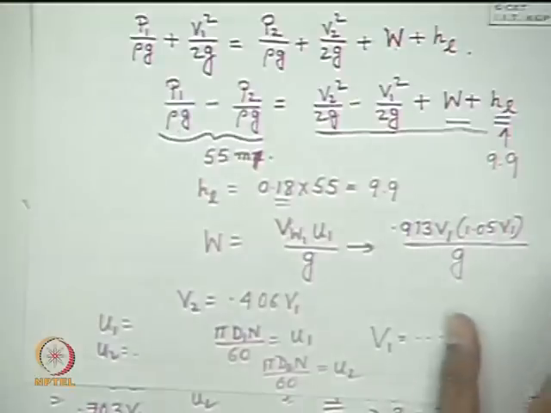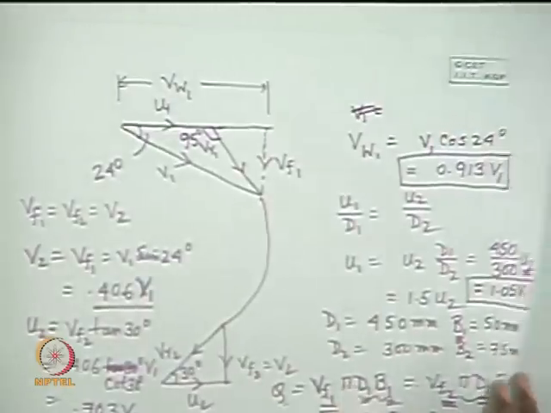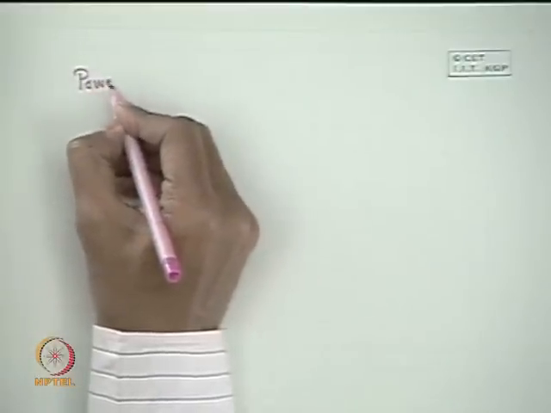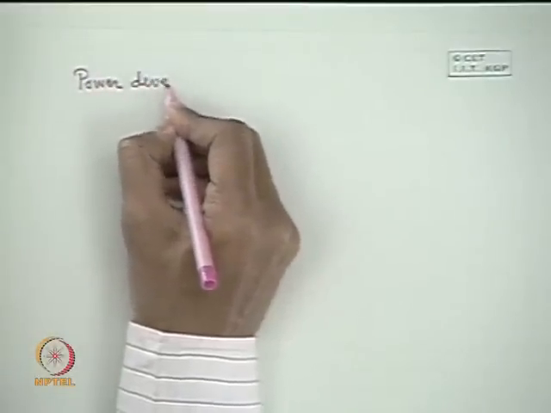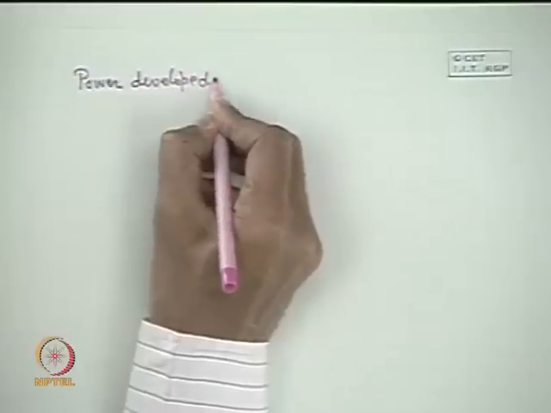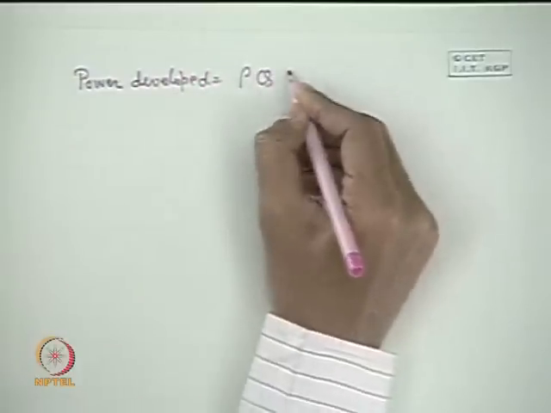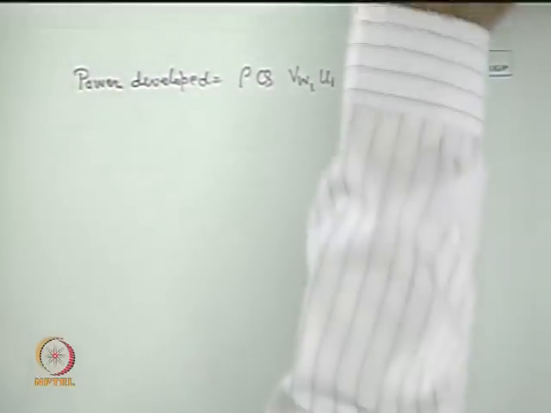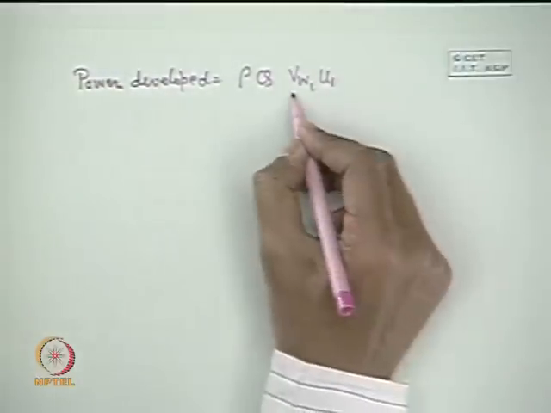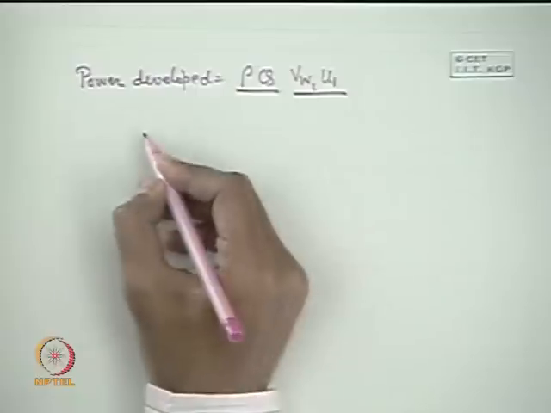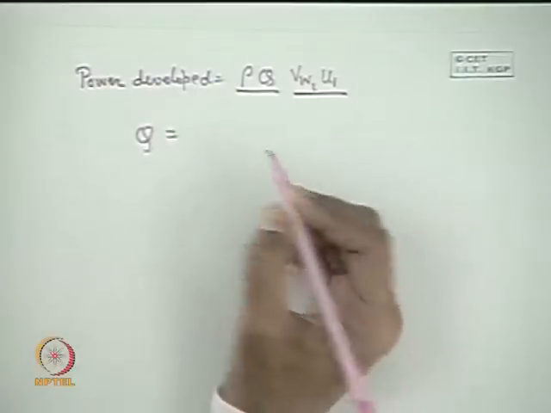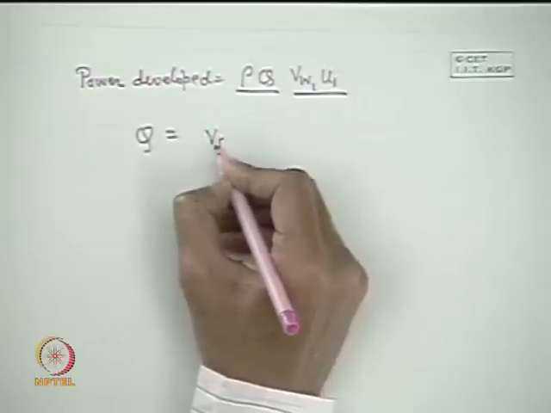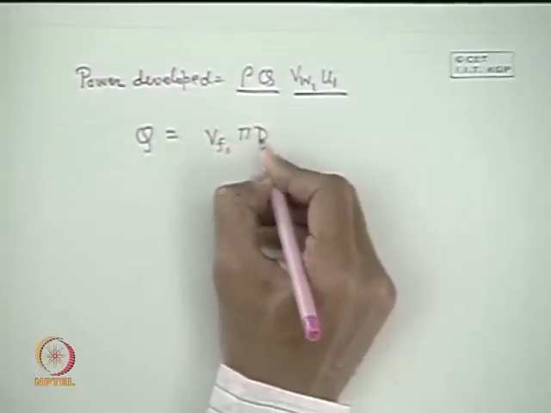Now, to find out the power developed, what you have to do? You have to write the power developed. What is power developed? We will have to find out rho q VW1 U1. Because here, the power developed by the runner is VW1 U1 into rho q. How to find out q? Q we have to find out, already I have told. Now, VF1 pi D1 into B1.